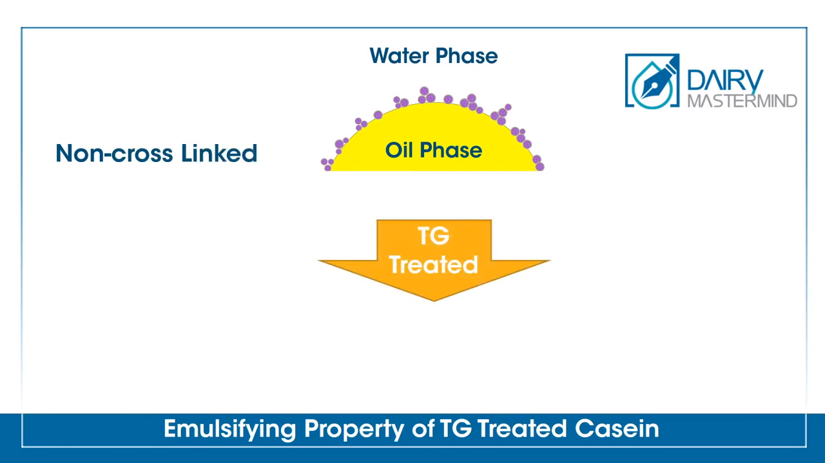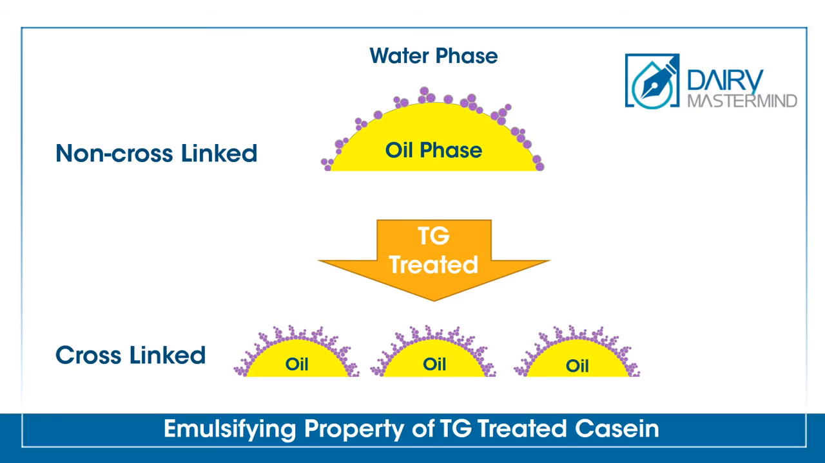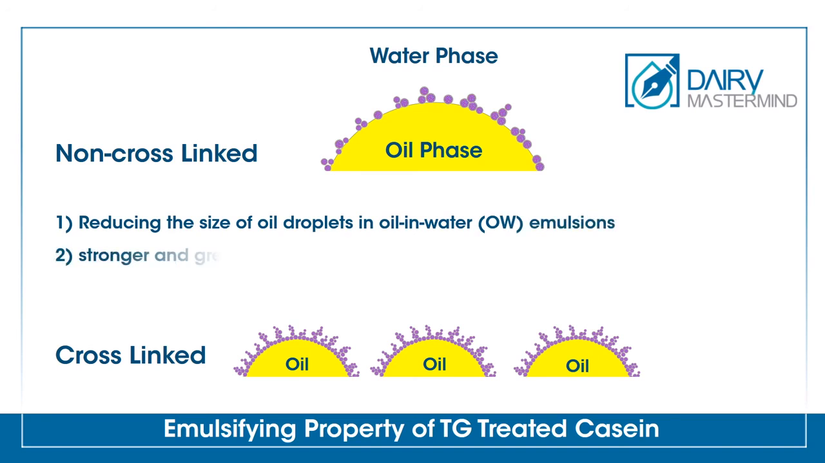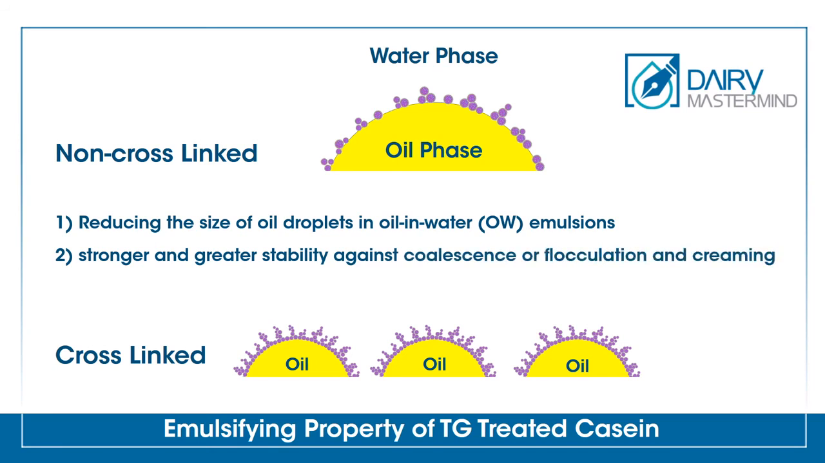By applying TG and creating inter- and intra-crosslinks in casein, the emulsifying properties of casein can be improved, and this leads to number 1, reducing the size of oil droplets in oil-in-water or O/W emulsions, number 2, stronger and greater stability against coalescence or flocculation and creaming.